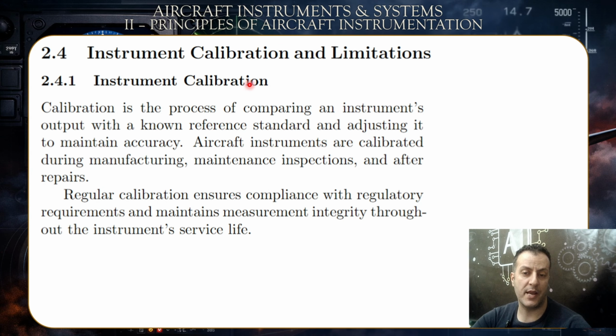2.4 Instrument calibration and limitations. Let's talk about instrument calibration. What is calibration? Calibration is the process of comparing an instrument's output with a known reference standard and adjusting it to that standard in order to maintain accuracy in measurement. As an example, when we talk about the altimeter, you need to adjust the altimeter to set it at 0 meters, and this would be at ground level.